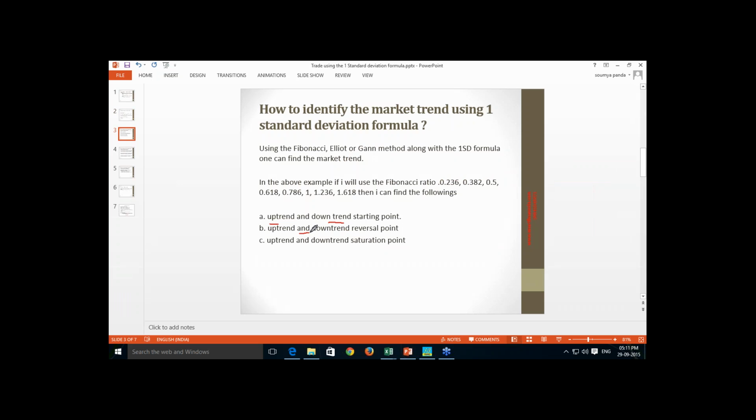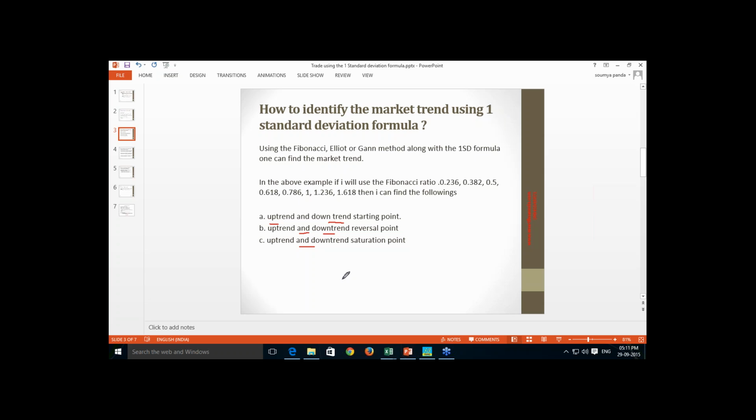Then we need one point where the uptrend or downtrend will give a reversal. Then we need one point, or the price point, where this uptrend and downtrend will give a saturation. This is what we expect from a trend.